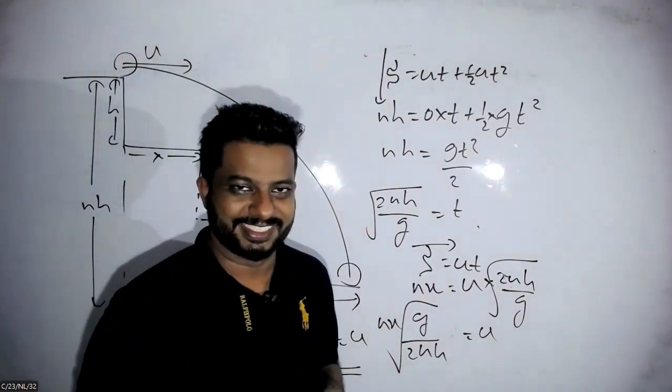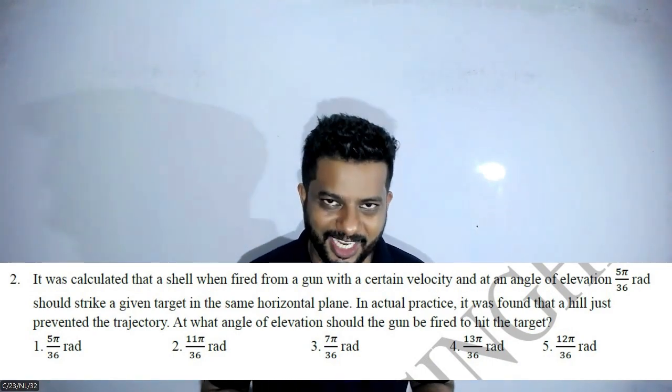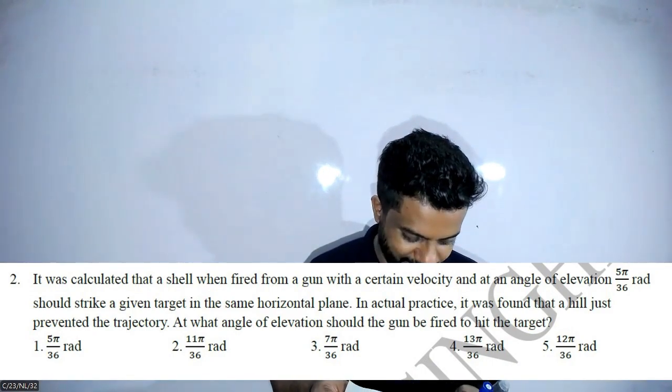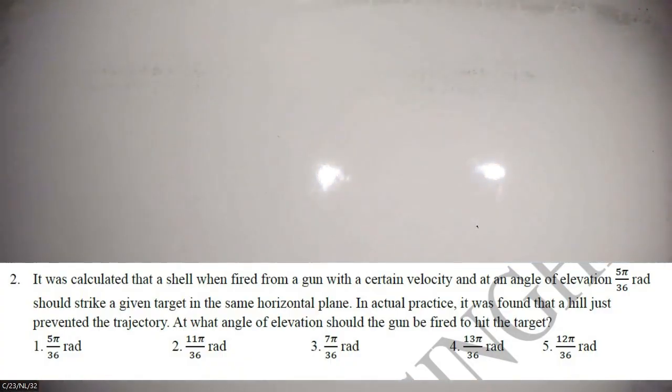Let's see the next question. Right, let's see the answer for the second question. It was calculated that a shell, when fired from a gun with a certain velocity at an angle of elevation 5π over 36 radian, should strike a given target in the same horizontal plane. In practice, it was found that a hill just prevented the trajectory. Right. Let's draw the diagram and see.